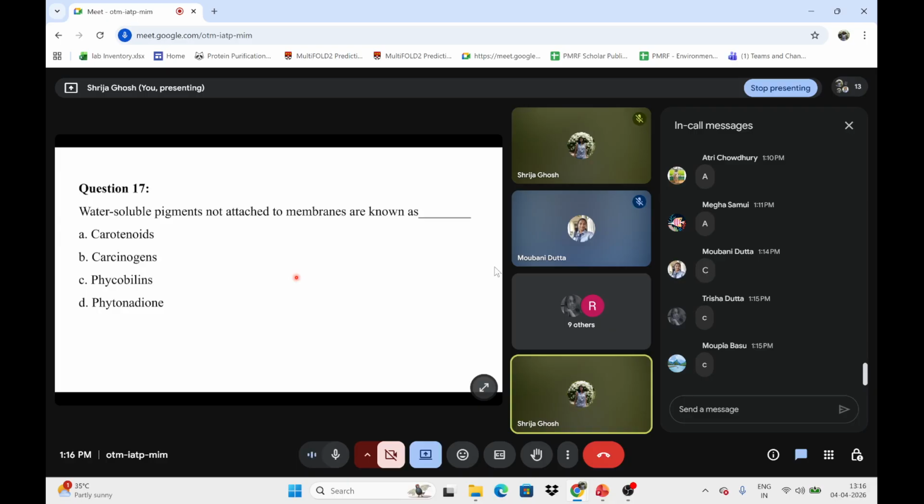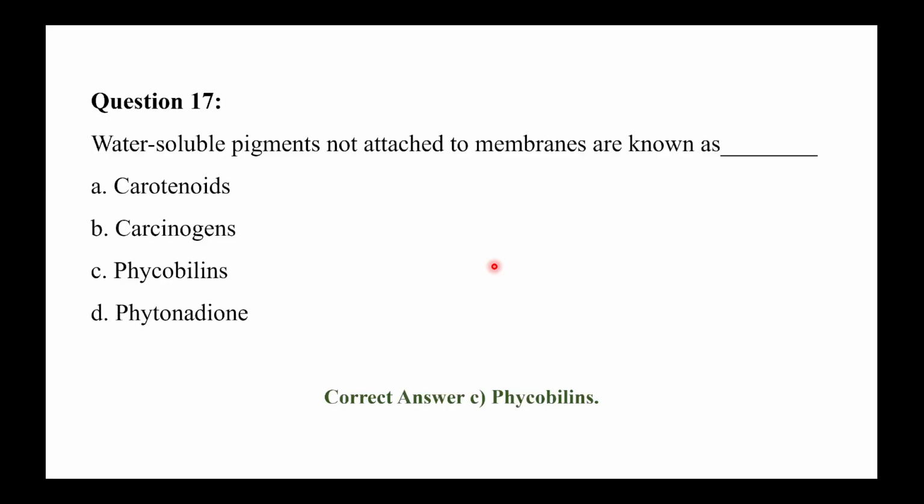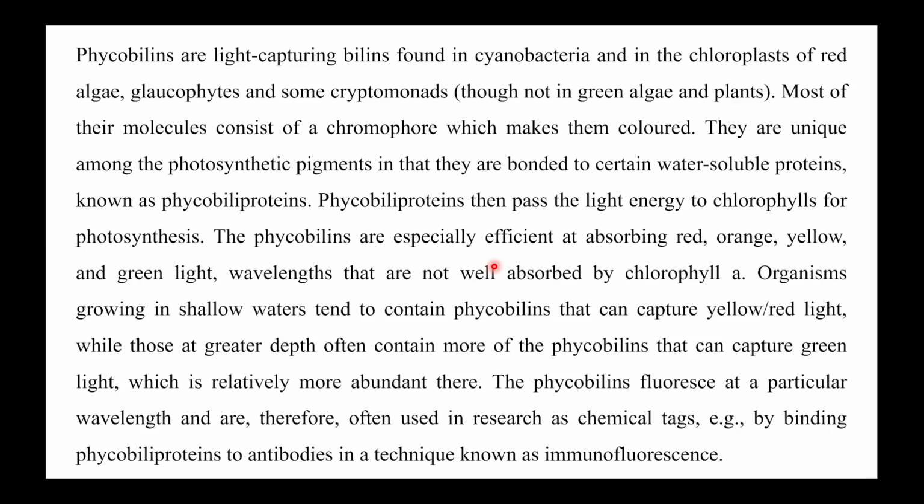I can see three of you have answered option C, phycobilins. Let's see the correct answer. That is the correct answer. So phycobilins, again like carotenoids, are also pigment cells. These are also chromophores. They can absorb light at a different range of wavelengths.